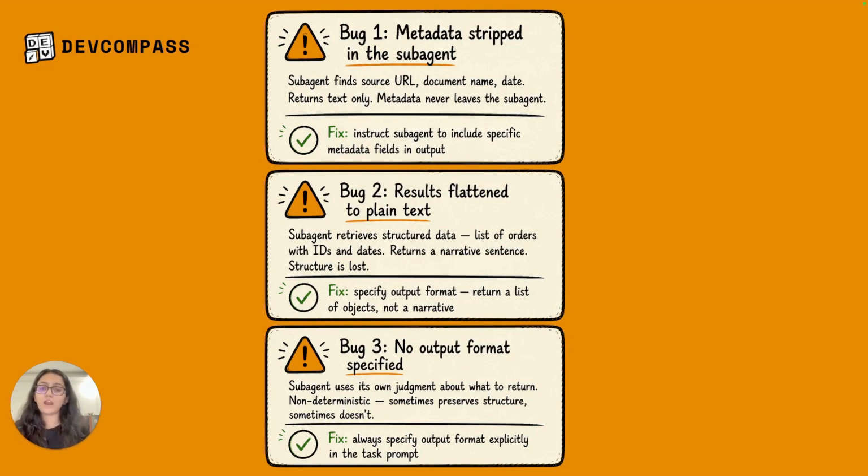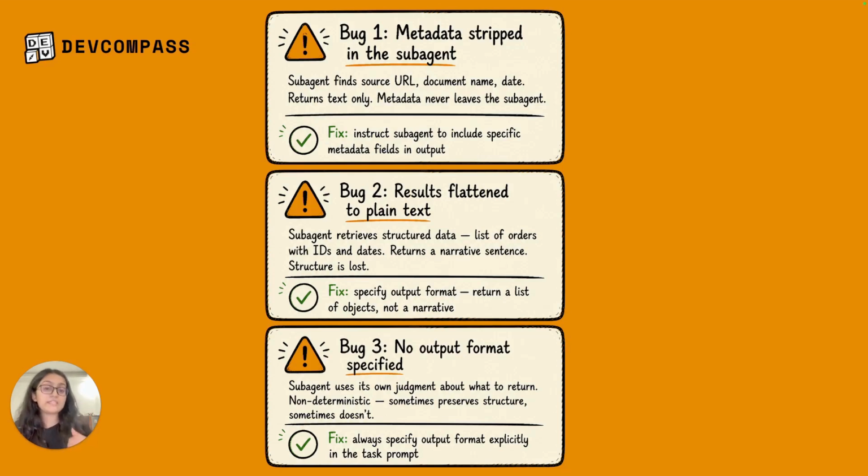Bug 2. Results flattened to plain text before synthesis. A subagent retrieves structured data, a list of orders, each with an ID, a status, a date. It returns this as a narrative sentence: the customer has 3 orders, all shipped. The coordinator receives a string. It can't extract the individual order IDs. It can't check the dates. The structure was there. The subagent saw it, but it was collapsed into prose before handoff.